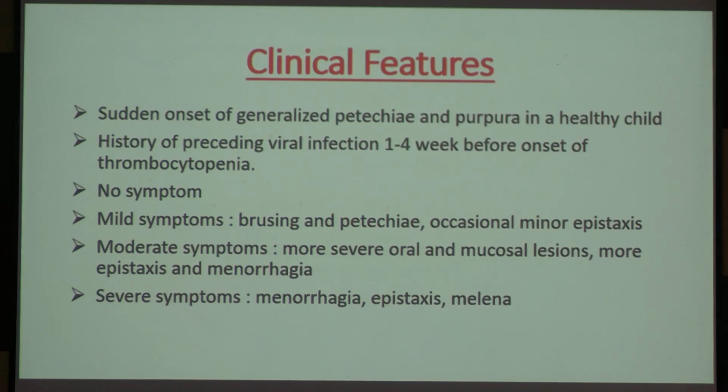According to the symptoms, ITP is classified. First, no symptoms, then mild, only bruising and petechiae, occasional minor epistaxis. Moderate ITP, more severe oral and mucosal lesions, and more epistaxis and menorrhagia. And in severe ITP, there will be episodes of menorrhagia, epistaxis, melena.